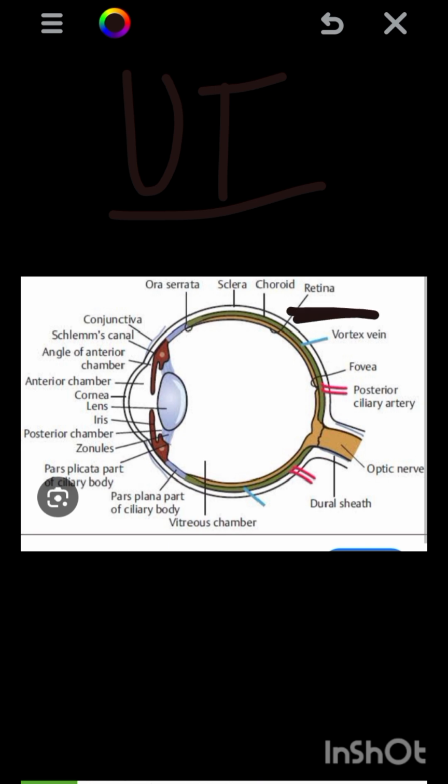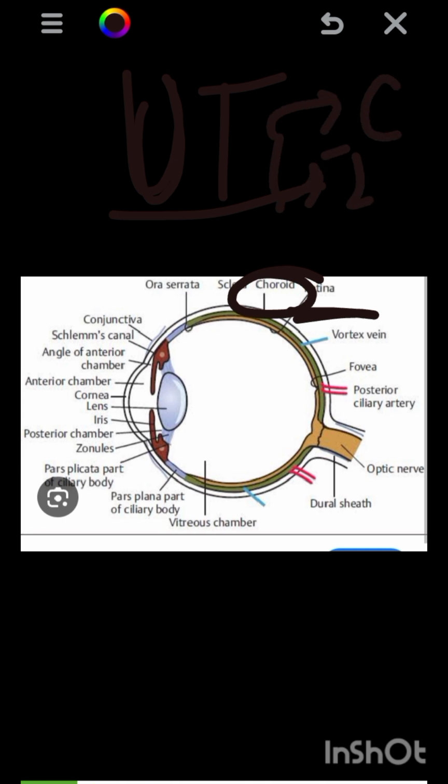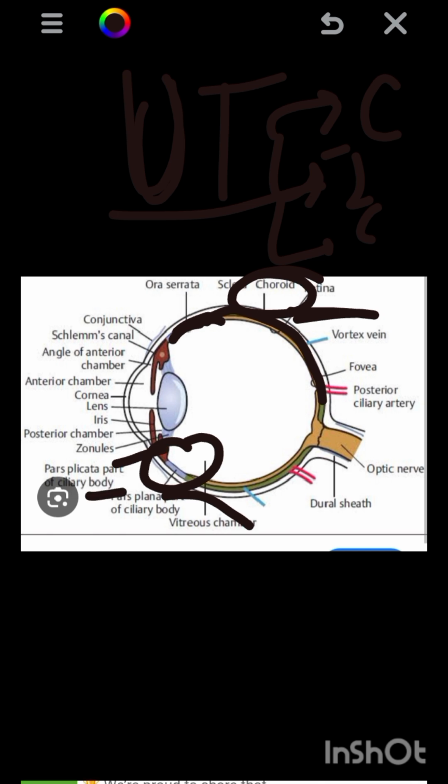Now let us discuss choroid. In the uveal tract, we have choroid, iris, and ciliary body. Here you can see in green, the green is the choroid layer. Then there is an extension of choroid, that is the ciliary body. Here you can see the pars plana, that is the posterior part of the ciliary body, and here you can see pars plicata, that is the anterior part of the ciliary body, and the ciliary body's continuation is iris.